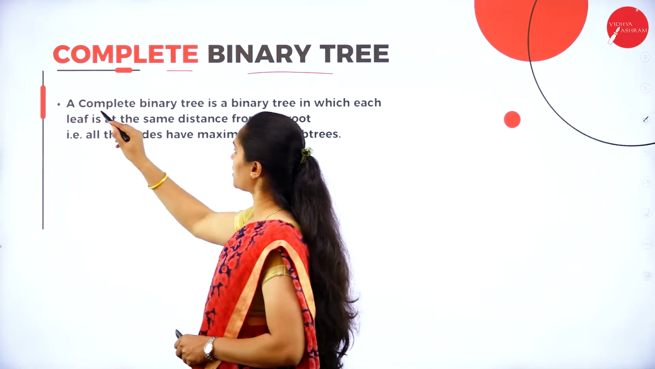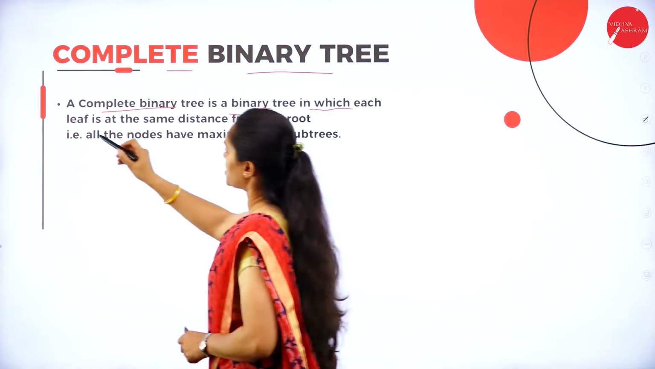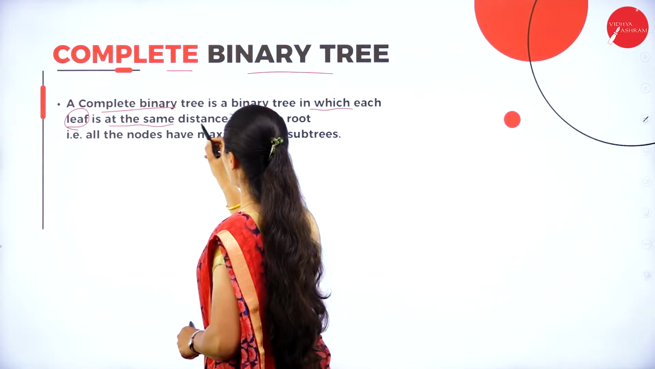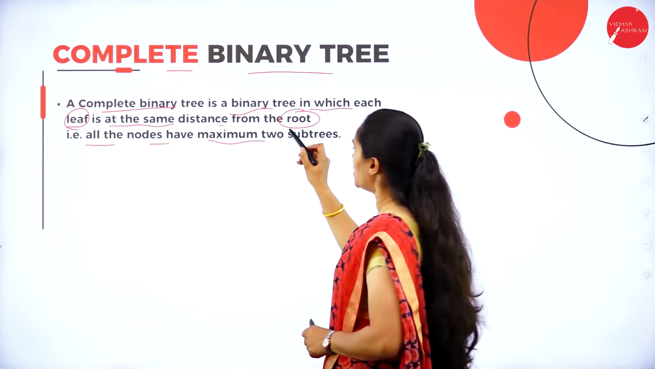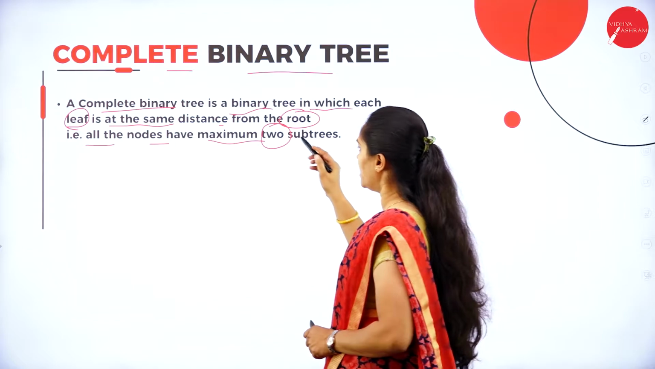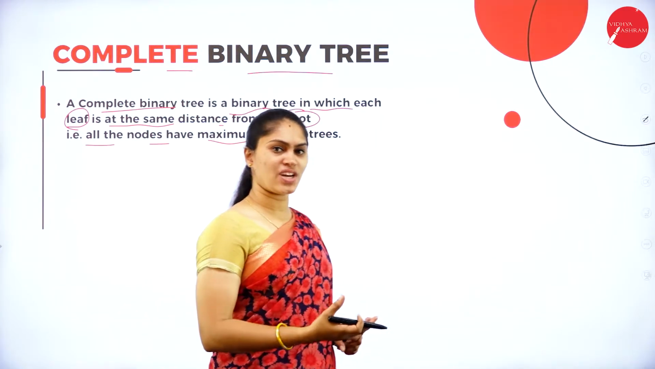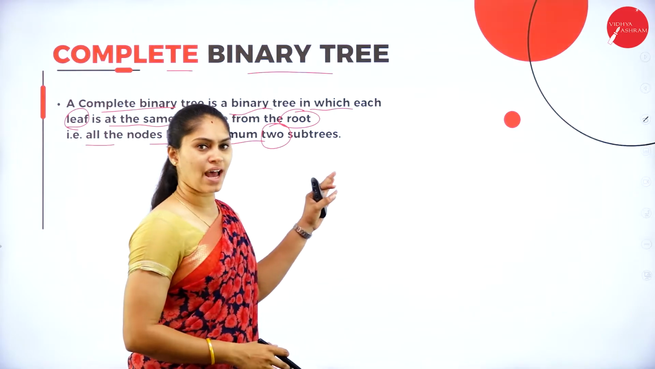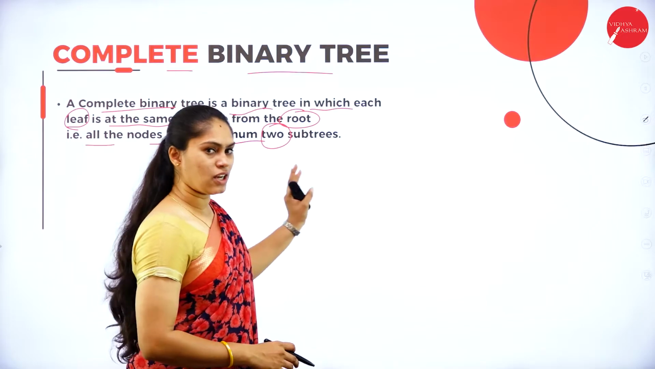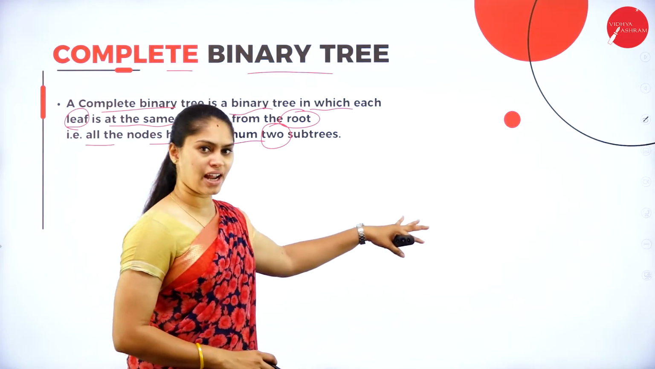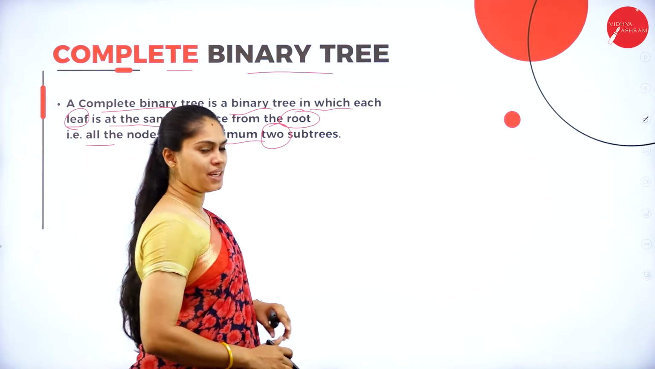When it comes to the complete binary tree, it is a binary tree in which each leaf is at the same distance from the root, that is, all the nodes have maximum 2 subtrees. So here, what is a leaf node? The node which does not have a child or children, we call that kind of node a leaf node. So from the root to the leaf node, in all the subtrees, either left or right, the distance needs to be the same. Then I can say that it is a complete binary tree.